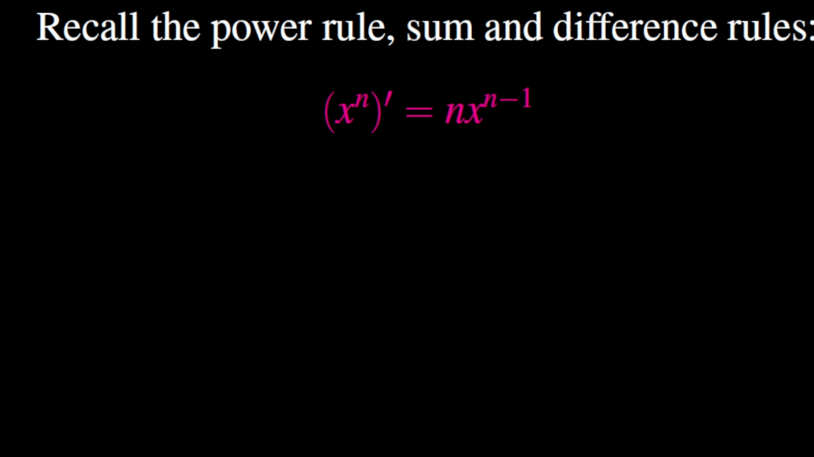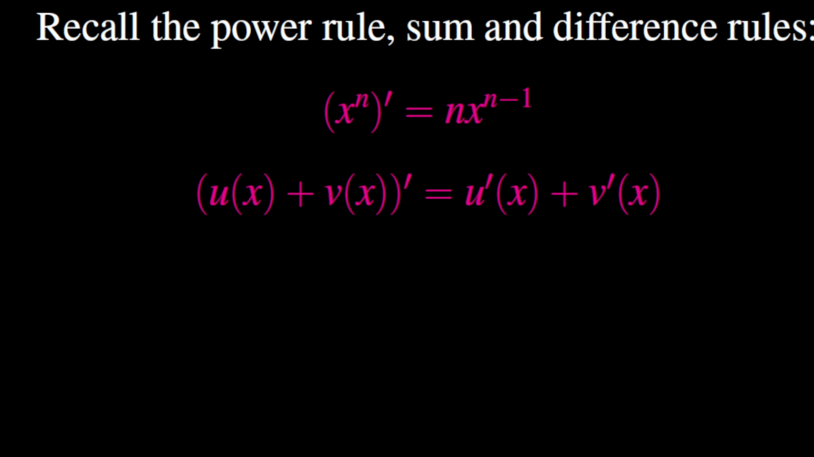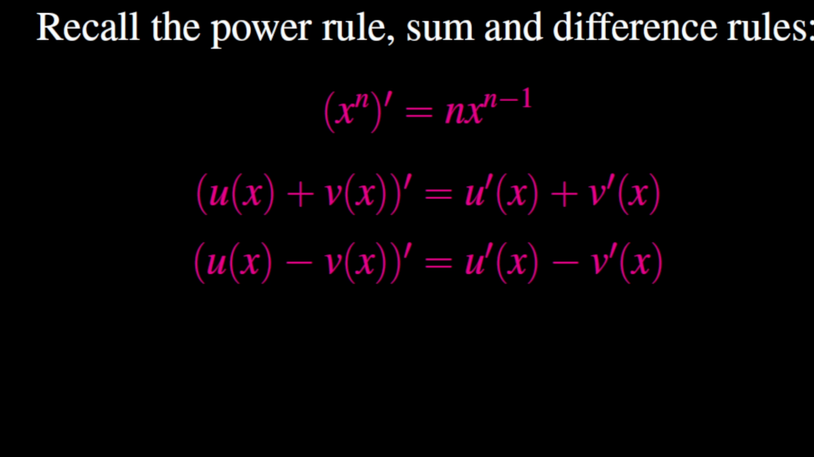First, in order to differentiate both sides of this equation, we need to use all differentiation rules. Let us review the power, sum, and difference rules. The derivative of x to the power n is n times x to the power n minus 1. The derivative of the sum of two functions u of x and v of x is the sum of derivatives, u prime of x plus v prime of x. The derivative of the difference of two functions u of x and v of x is the difference of derivatives, u prime of x minus v prime of x.